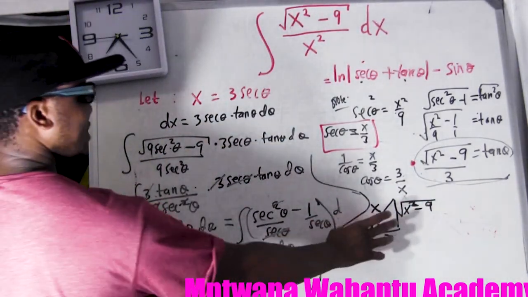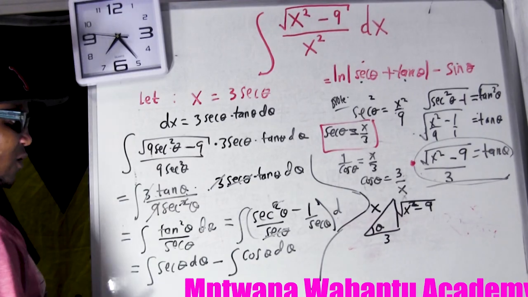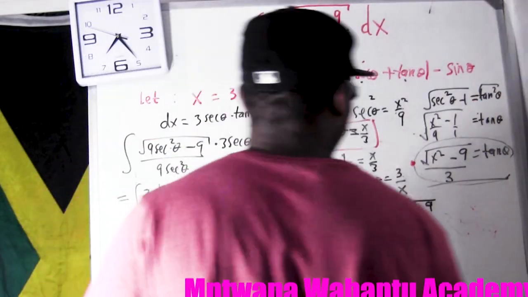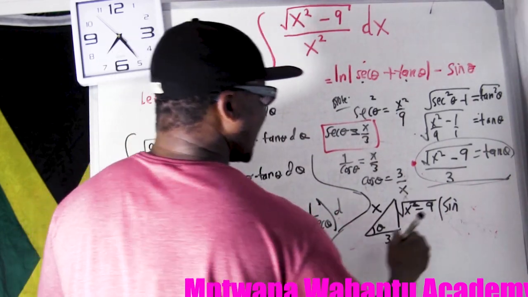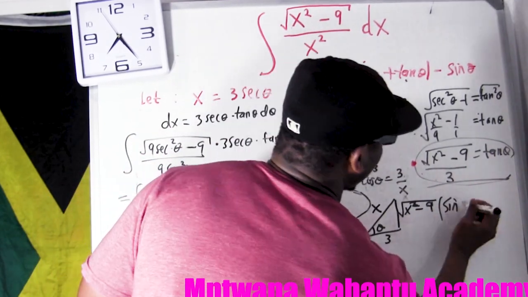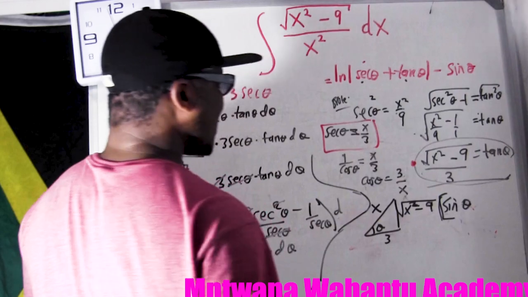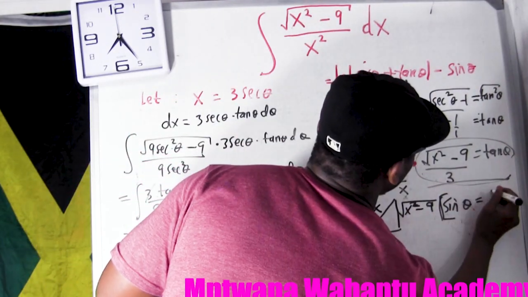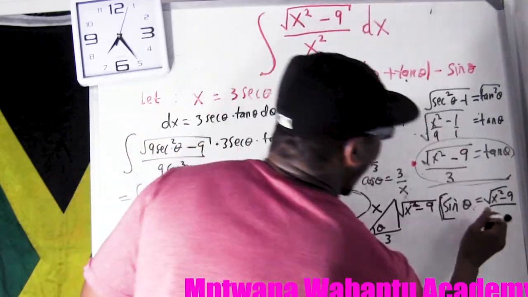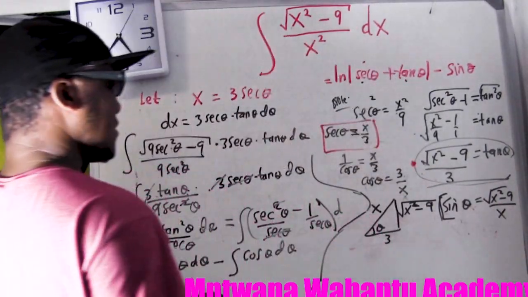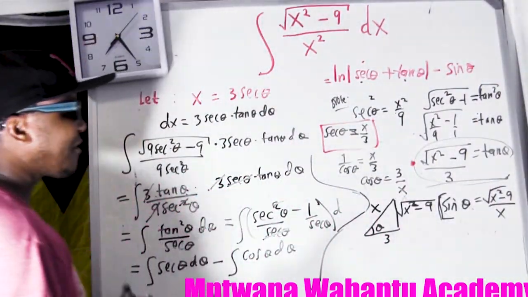So we can use this to get sine. Oh yes, of course. So what is our sine? Sine of angle equal to opposite over hypotenuse. What is the opposite? This one right here, x squared minus 9, over hypotenuse equal to x. You see what I'm saying? So now you have everything.